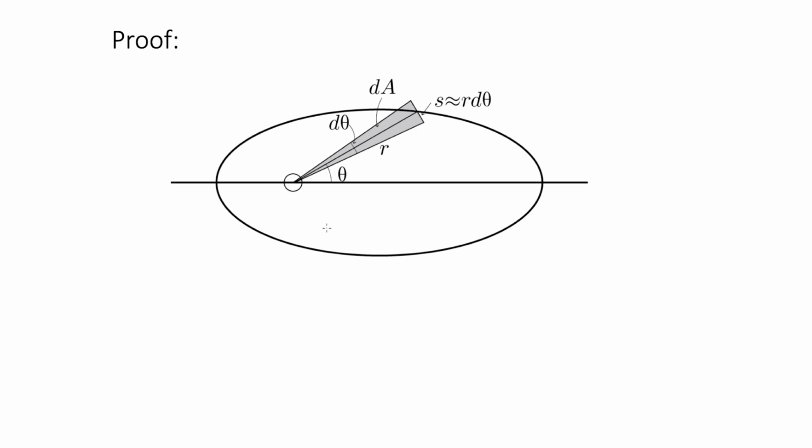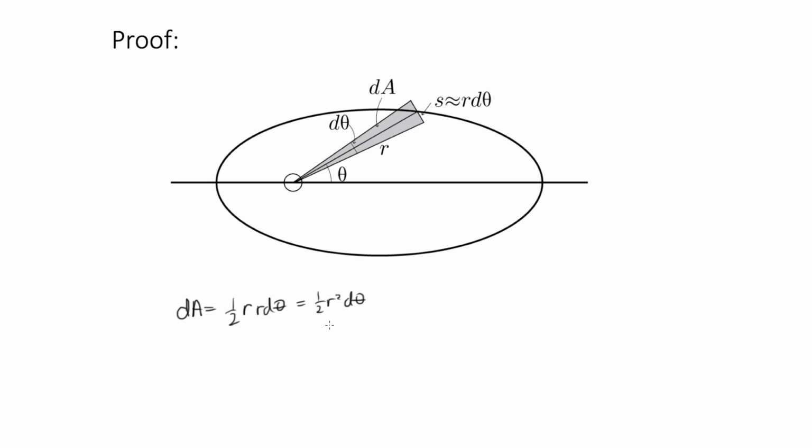So let's prove this. Let's consider this triangle which the satellite sweeps out as it moves through the angle d theta. We know the formula for the area of a triangle is just half the base times the height. So the area of this small triangle is given by a half. This length here is the radius, and the other length of our triangle is the arc length, which is r d theta. So we've got a half r squared d theta.